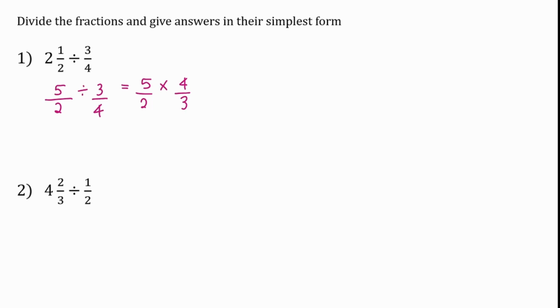Before I multiply this, I am going to check if my numerators and denominators have any common factors. 2 and 4 both appear in the 2 times table, so my highest common factor is 2. I'm going to divide both of these by 2. So 2 divided by 2 is 1, 4 divided by 2 is 2. I'm now going to rewrite this as 5 times 2 over 1 times 3, which gives me 10 over 3. Because this is a top-heavy fraction, I can write this as a mixed number.